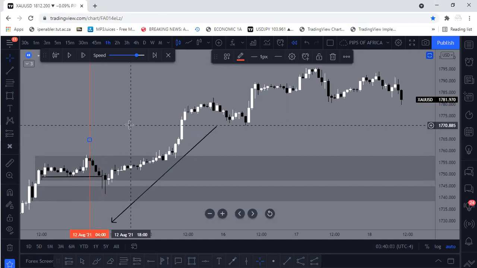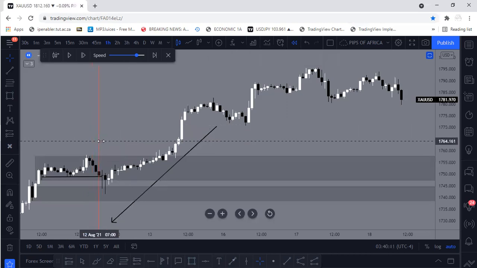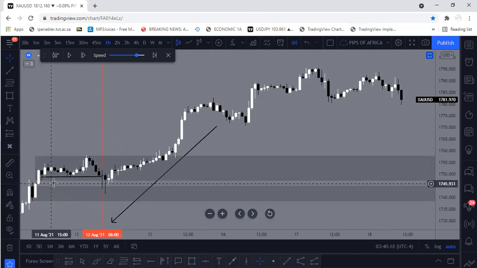Let me leave this one. This is another topic for another video. So let me just continue finishing this one. All right. So here the New York time 8 o'clock. The New York session started here at 8 o'clock. It wiped the liquidity below here, taking out all the stop losses below this consolidation, below this double bottom.